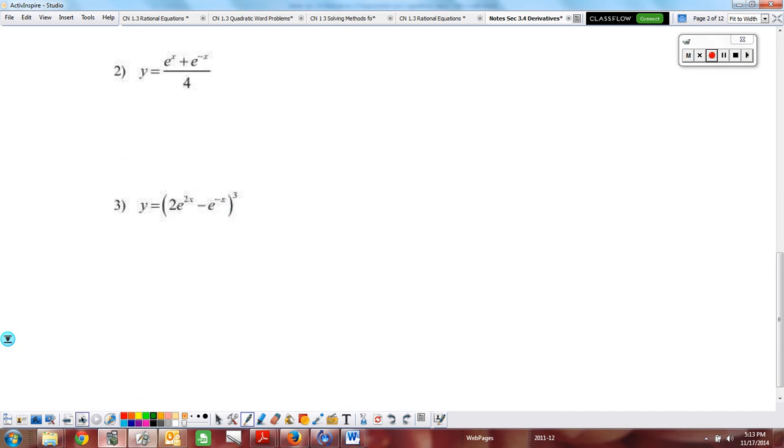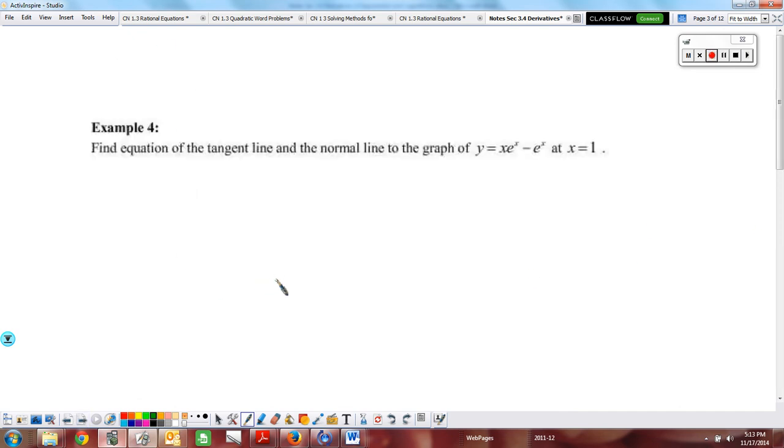So do those 3, and we'll check those answers in class next time. Let's look at example 4. In example 4, I'm going to have a product rule, and then I also have a difference here, and I want to find the equation of the tangent line, we'll call that A, and the equation of the normal line to this graph at x equal to 1.